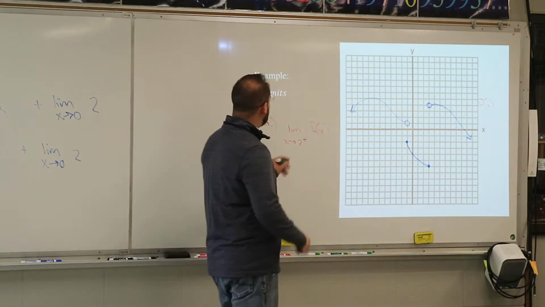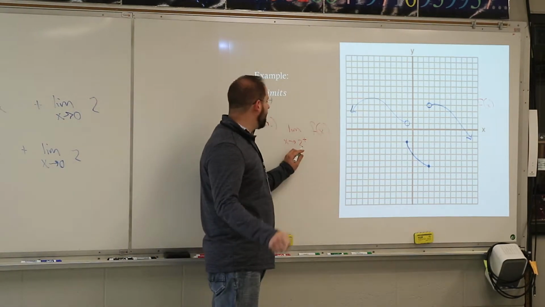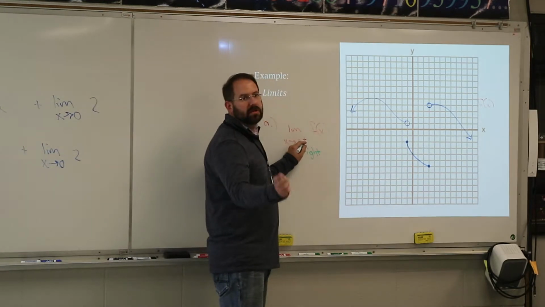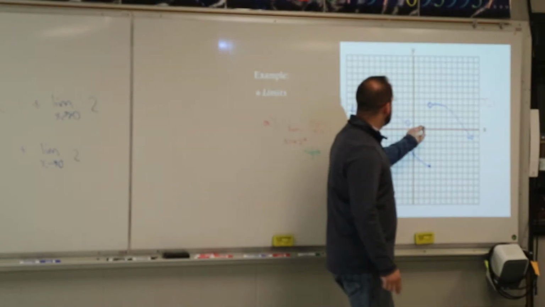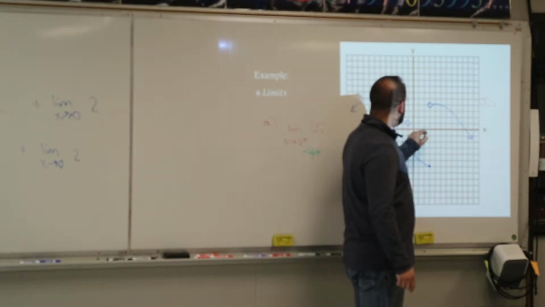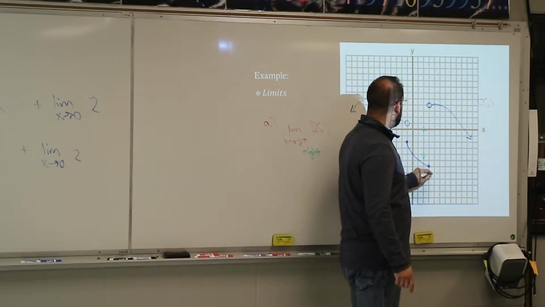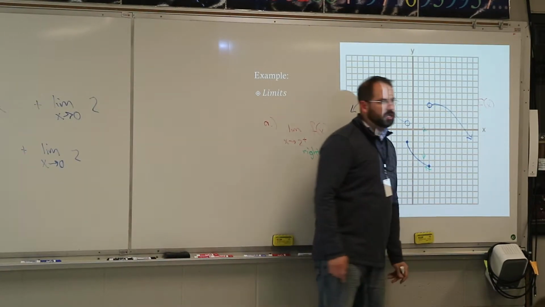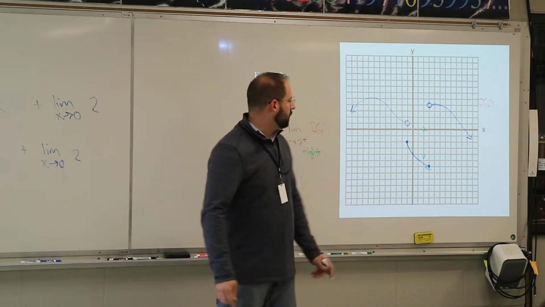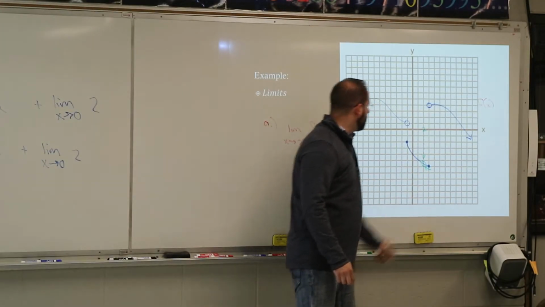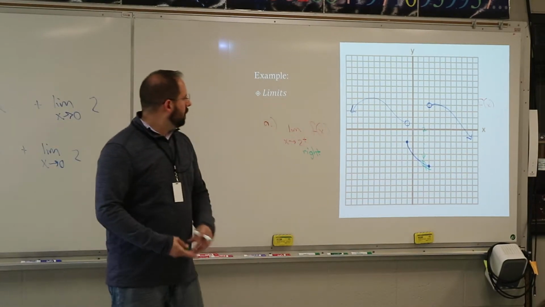Now, we're going to 2 from the right side of 2. How do I know that? It's positive 2, but the plus sign in the back means you're going from the right side. So here's 2 on the x-axis. You have to visually look, and as you go this direction from the right side, what number is it going towards?